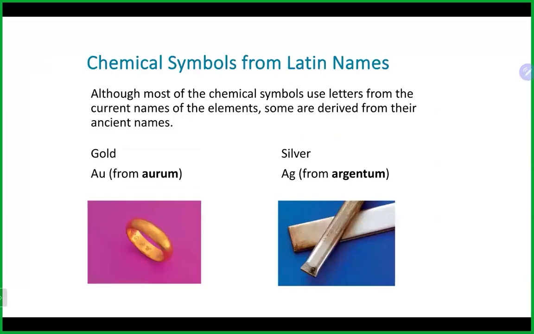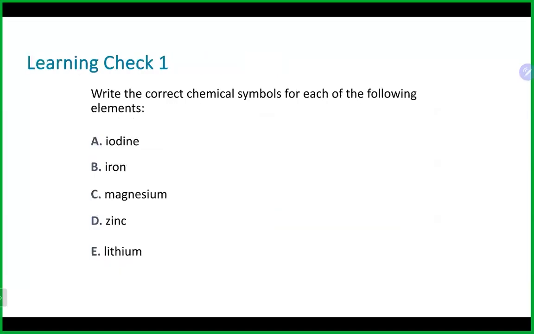All right, so here are a few other ones. Let's take a look at some of these, it may help. We want the symbol for each of these. Iodine is I. Iron is Fe, magnesium, Mg, zinc, Zn, lithium, Li. So again, one letter is capitalized; with two letters, the first one is capitalized, the second one not.